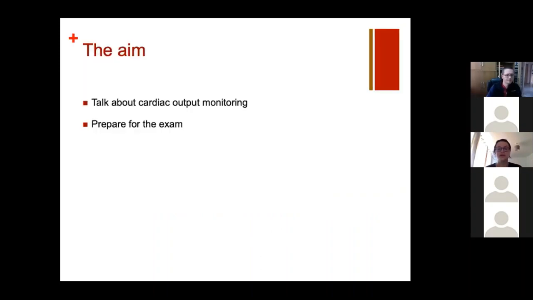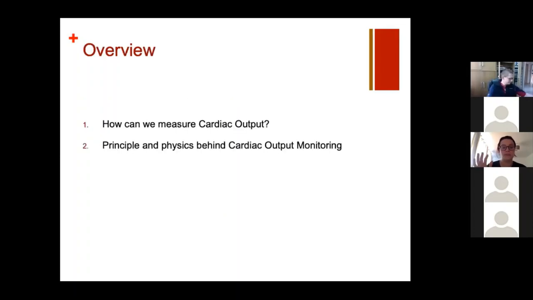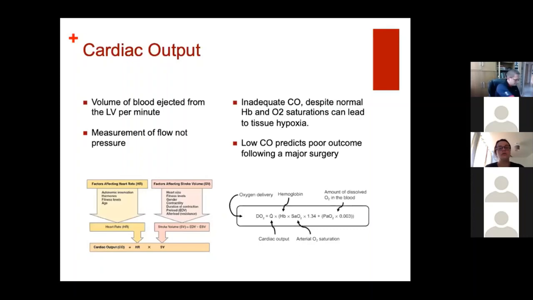So the aim of this presentation is to talk about cardiac monitoring. And I feel it's a great subject and it's been repetitive during the FRCA, equally in OSCEs, Vivas and MCQs. So we are all, myself as well, preparing for the exam. And what we are going to talk about is how we can measure cardiac output and some principles and physics behind cardiac output monitoring and measurement. So just a few words, and it's going to be really superficial.